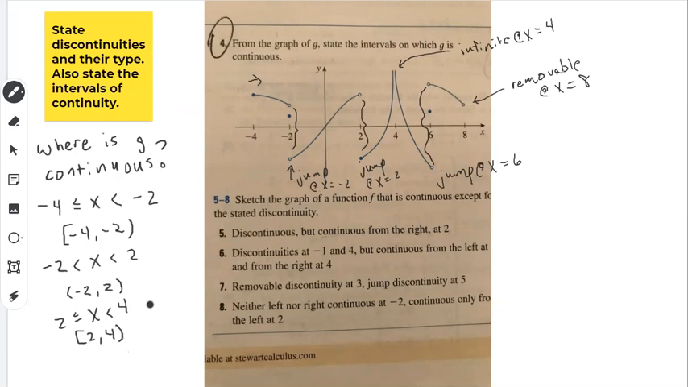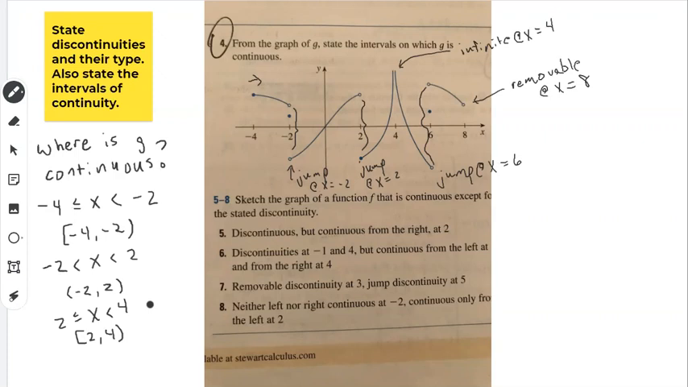And then there's 2 more intervals that we need to write down. Can you write them down? What are the last 2 remaining intervals? I'll let you do that, and then we'll talk about it. So what are the last 2 intervals of continuity? Go ahead and see if you can write them down.